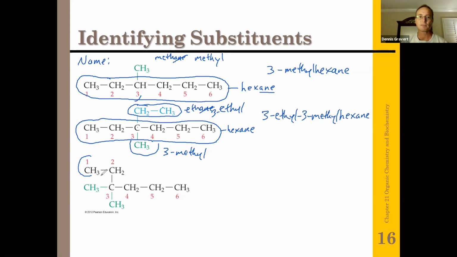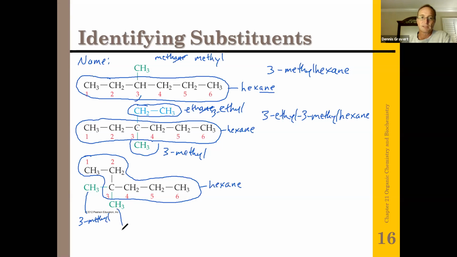Here's my parent. We saw this in an earlier slide. Chain of 6. And it doesn't always have to be straight. No rule about that. Draw it however you like. 6 in a row is still called hexane, no matter how it's drawn. Zigzaggy, straight across, whatever. Off of carbon 3 are 2 methyls. So this one is a methyl off of 3. This one is another methyl off of 3.